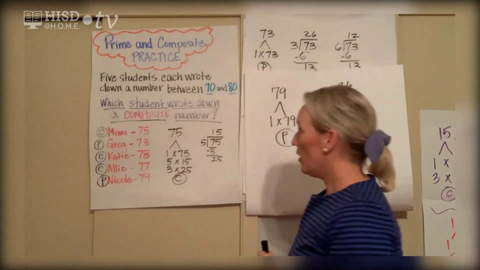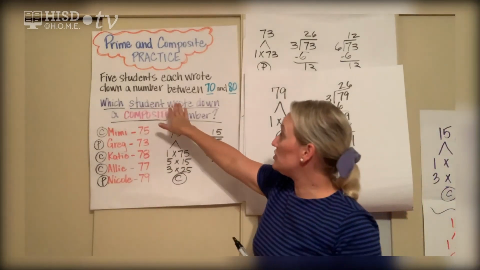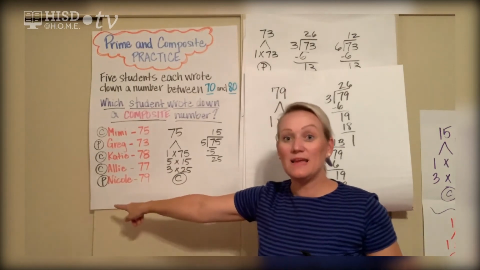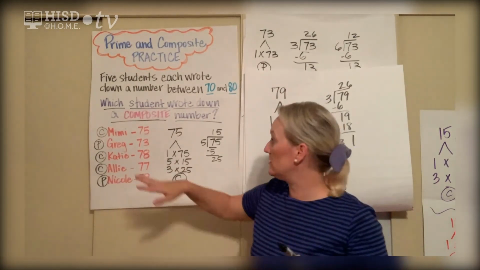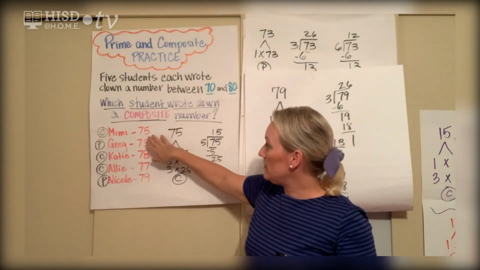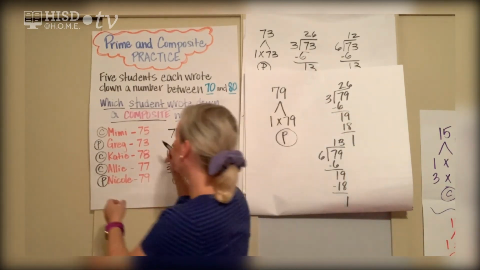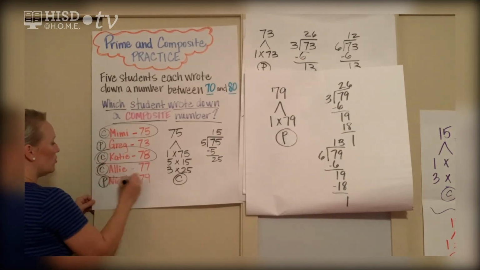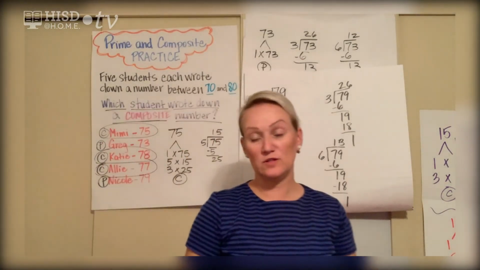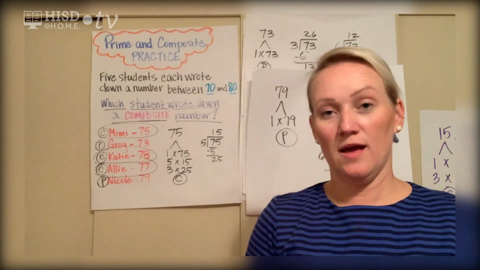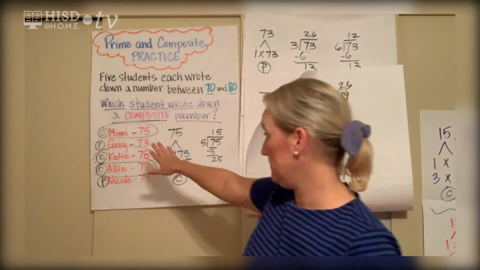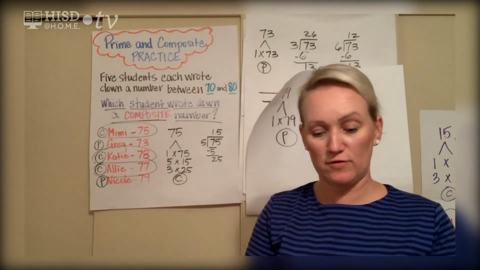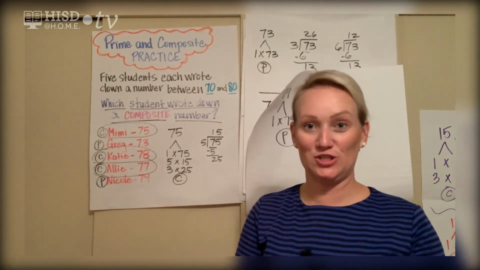So, back to our question. Which student wrote down a composite number? So notice I labeled all of them, which is a great habit to get into, right? So Mimi, Katie, and Allie, all 3 of these students wrote down a composite number. So if this were a question, you would have 3 different students who wrote down a composite number. I really hope you can see the importance of labeling C and P on every number, on every choice. It will help you answer questions correctly.